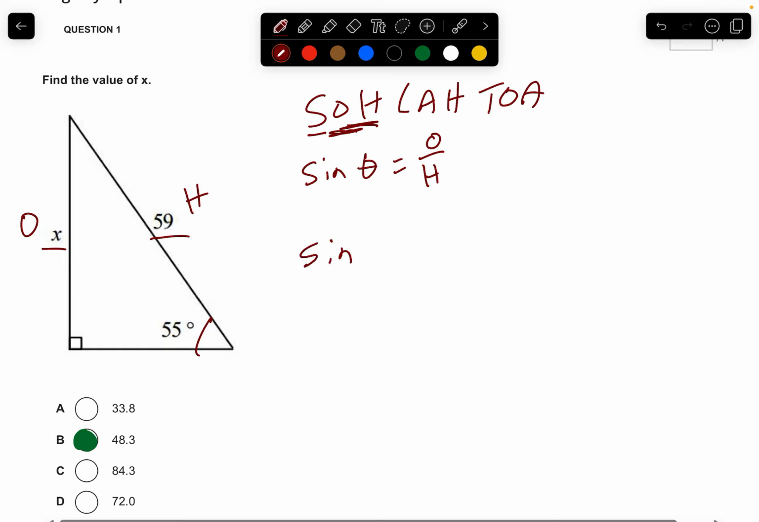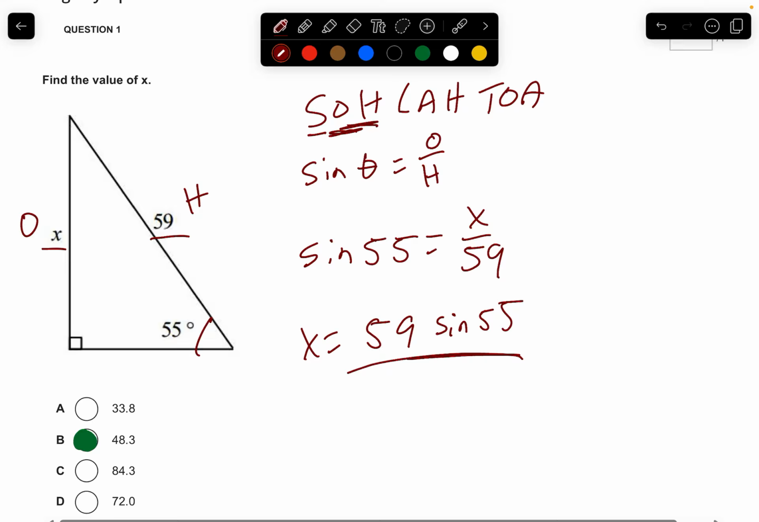The sine of 55 degrees equals opposite x over hypotenuse 59. That is how we set this up. If x is up high, all you've got to do is multiply. Get it right your first try. So this is the exact answer. We're going to type that into our calculator. 59 times the sine of 55, and I get 48 point something. And that's what it ends up being. Perfect. Killed it. Nailed it.